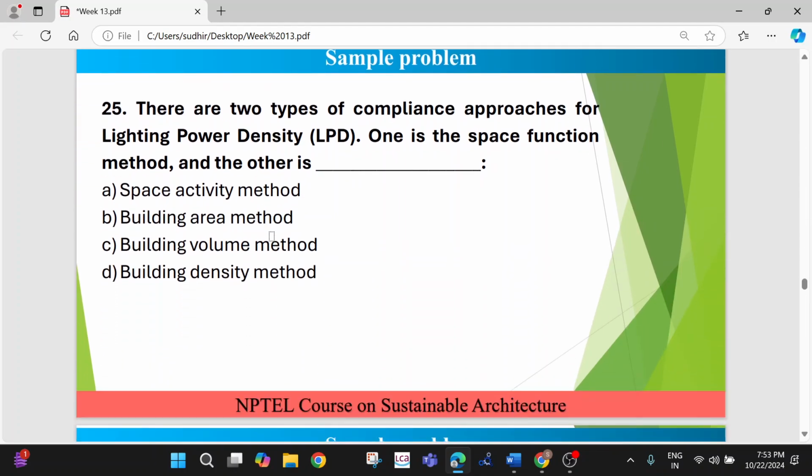Question number 25. There are two types of compliance approaches for lighting power density. One is the space function method, and what is the other one? Yeah, so this is a typical question. Let's see how many of you are able to answer correctly.